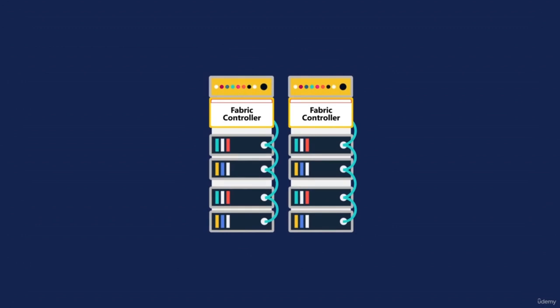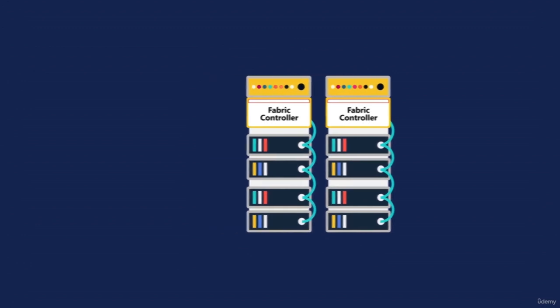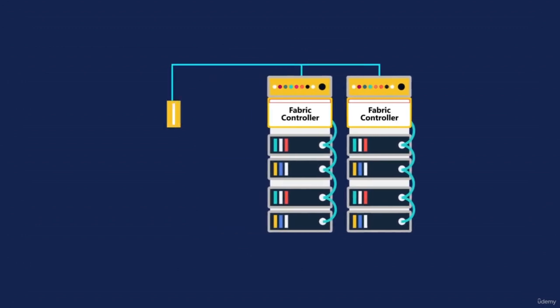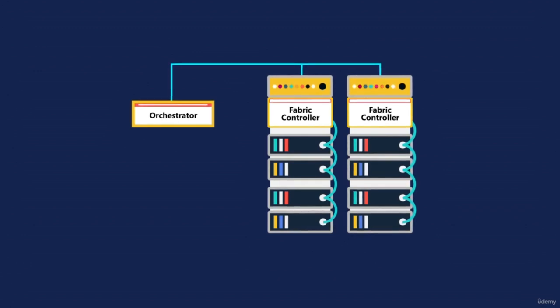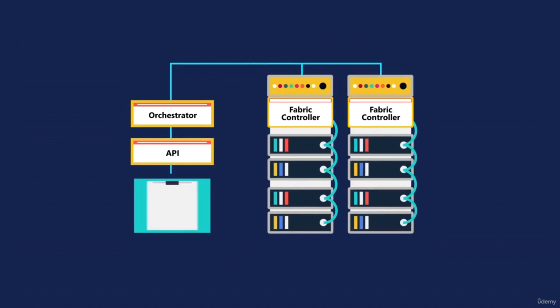Each fabric controller is connected to another special piece of software known as the orchestrator. The orchestrator is responsible for managing everything that happens in Azure, including responding to user requests. Users make requests using the orchestrator's Web API. The Web API can be called by many tools, including the user interface of the Azure portal.